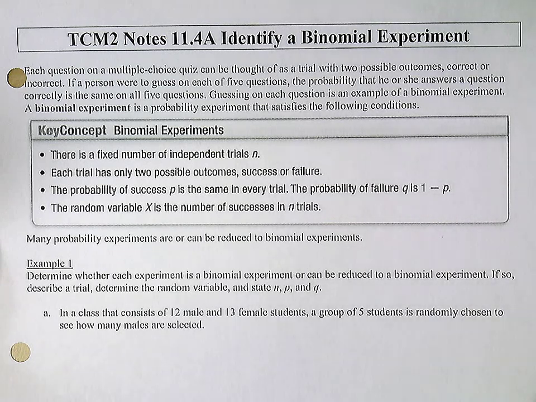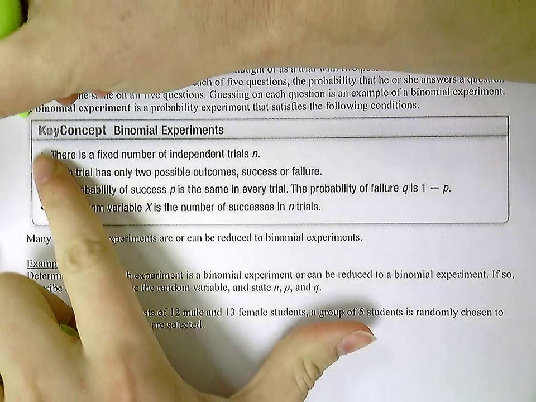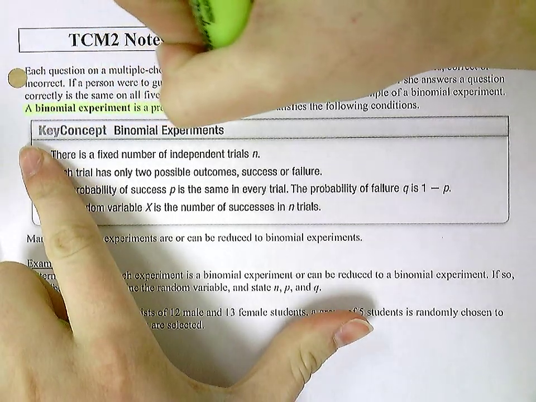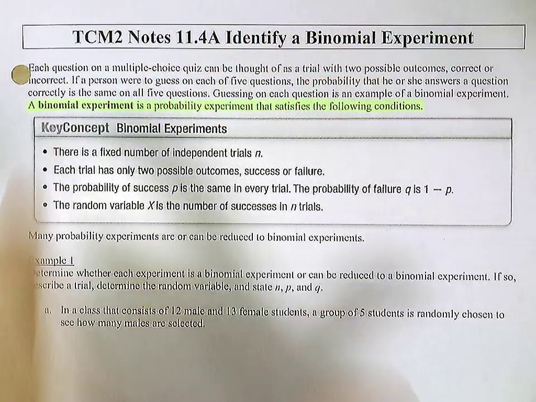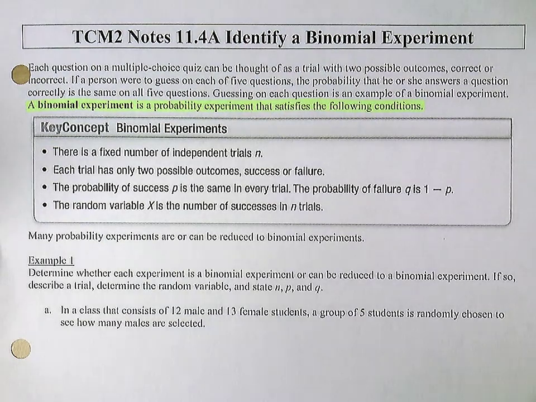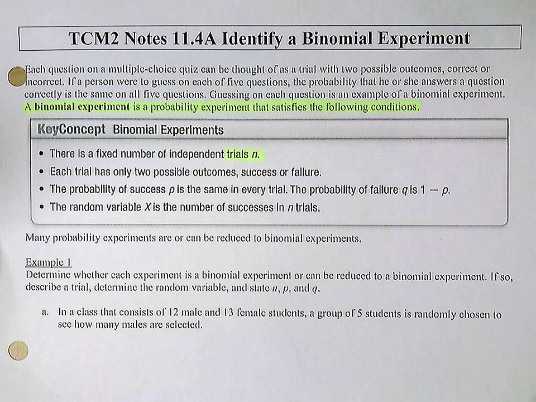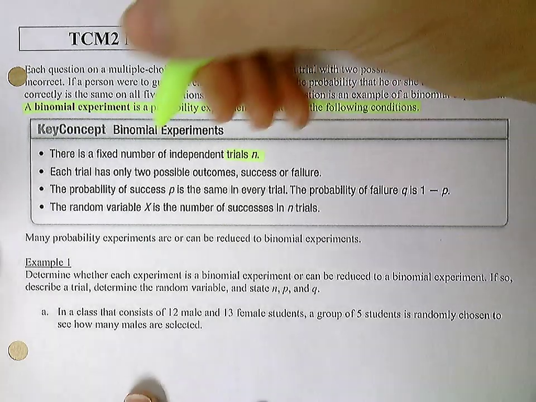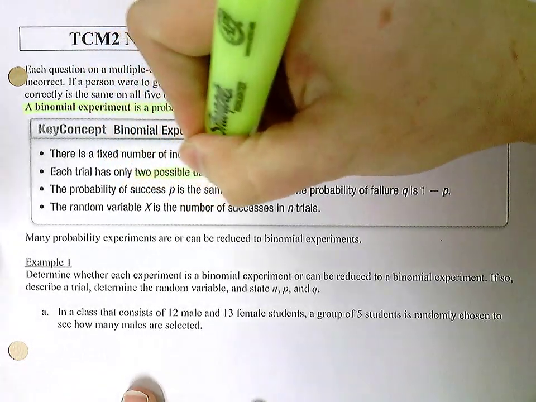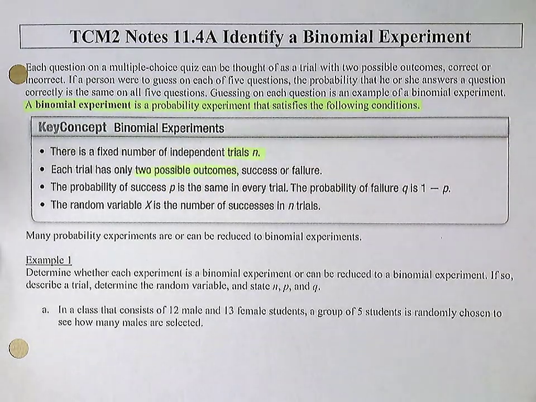So a binomial experiment is the probability experiment that satisfies the following conditions. There is a fixed number of independent trials, n. So you have n trials that are independent. They don't depend on something else to get that probability. Each trial has only 2 possible outcomes. One is a success, the other is a failure.